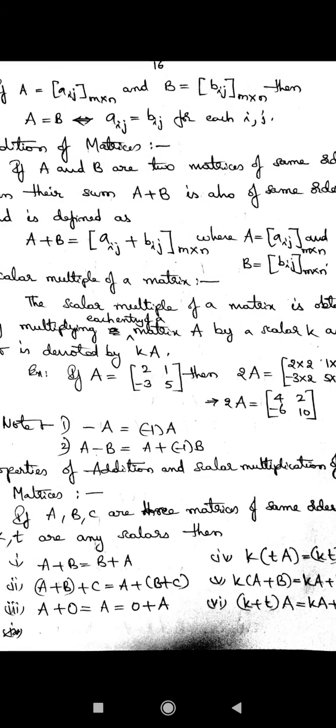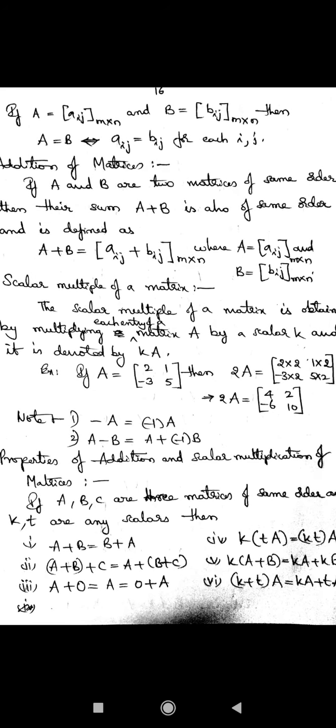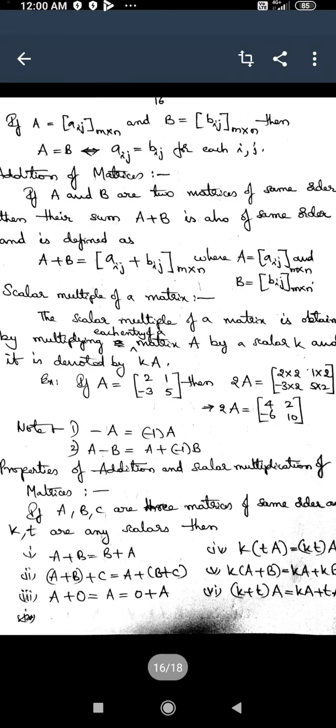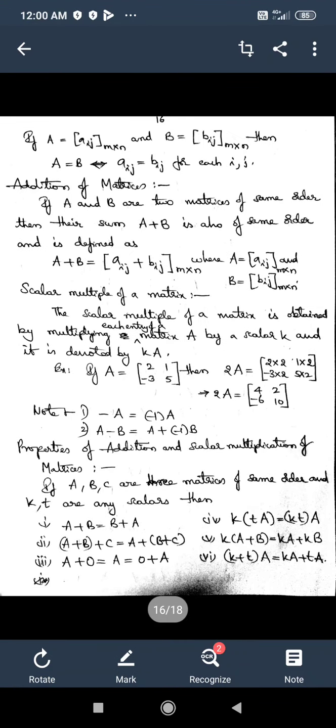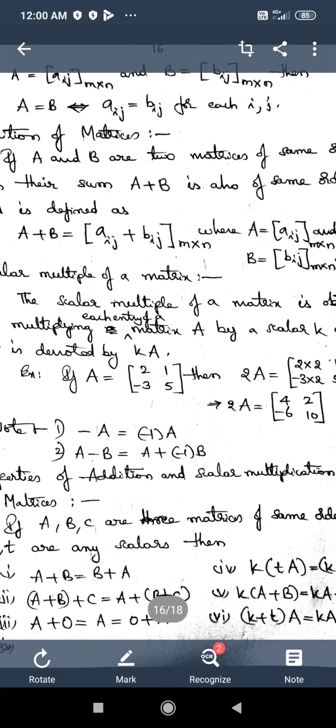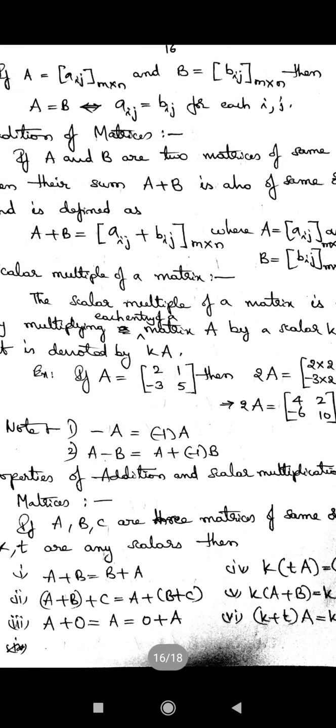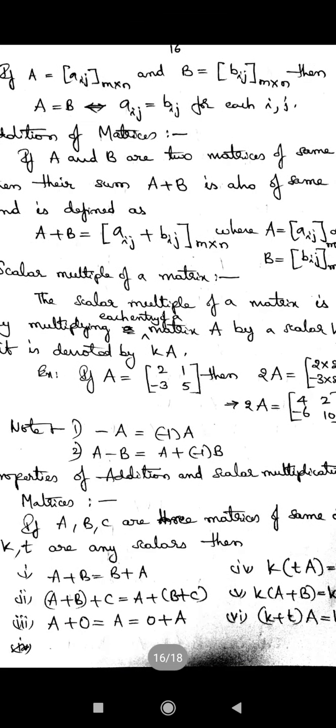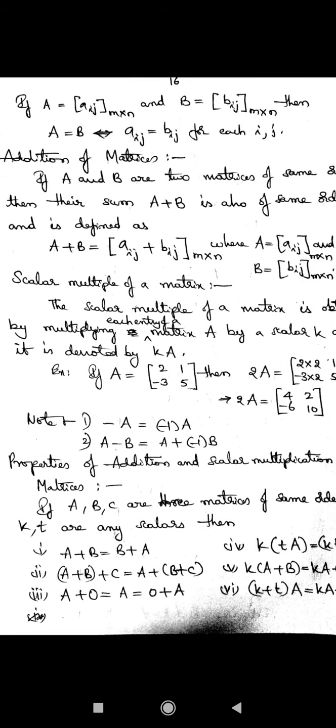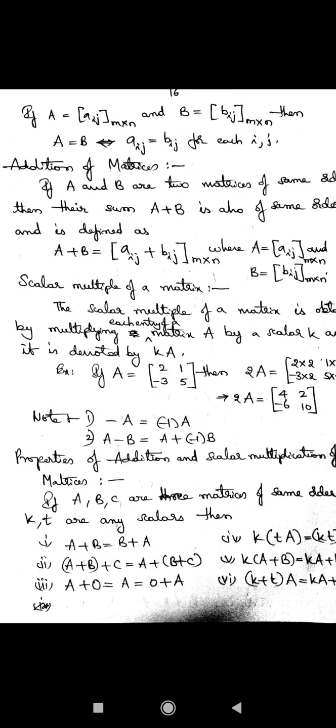The equality of matrices we can represent like this. If A is equal to [Aij] m by n and B is equal to [Bij] m by n, then A is equal to B if and only if Aij is equal to Bij for all i, j. Addition of matrices. How can we do that?